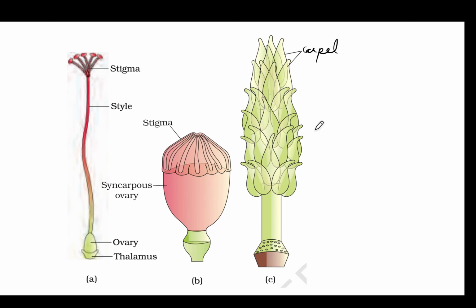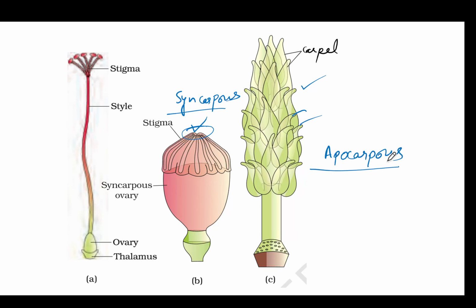Clear? So this is just an example of fused pistil and free pistil. Look at the top, all the pistils are fused together. If the pistils are fused together, what do we call it? We call it syncarpous. If the pistils are free from each other, then this situation is known as apocarpous. Clear?